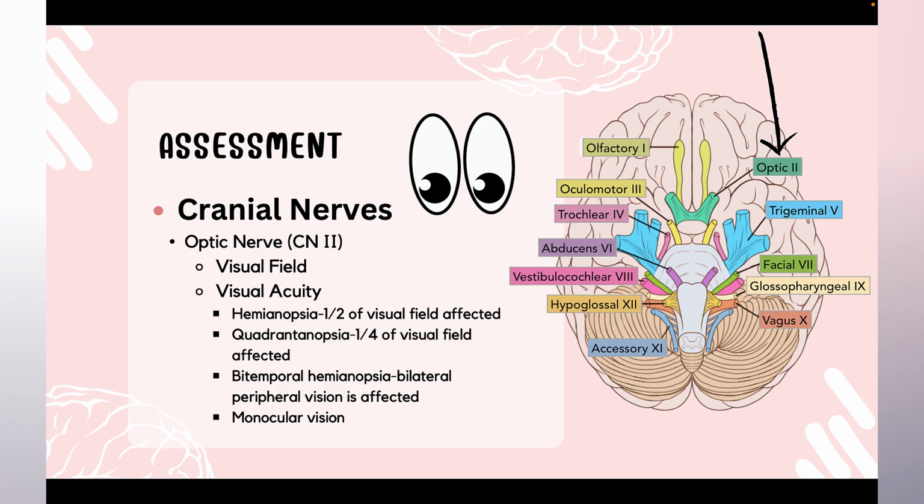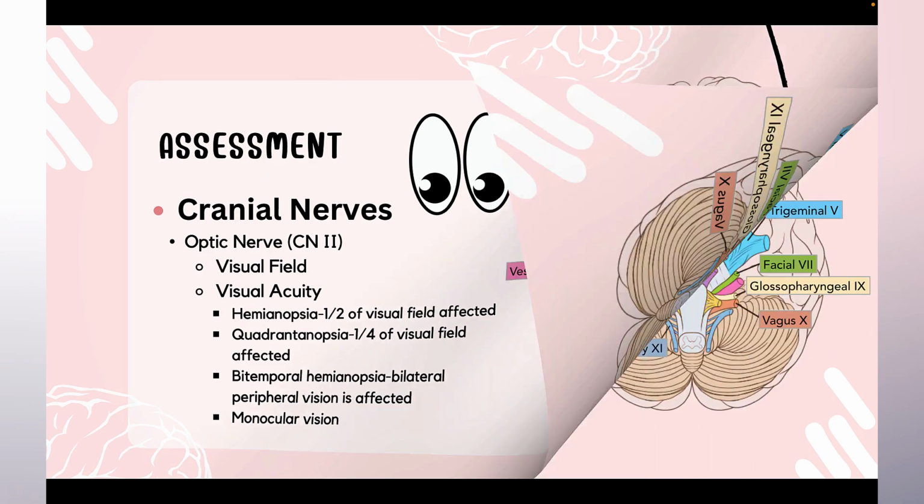So those are ways that we can assess the optic nerve. So remember, optic nerve, cranial nerve number 2, that is our visual field, so the areas we can see, and our visual acuity, so how clearly or how well we can see something.